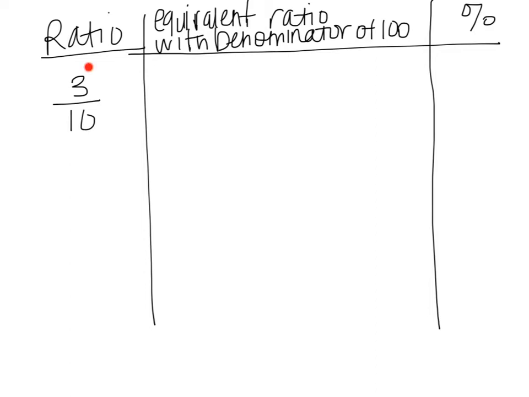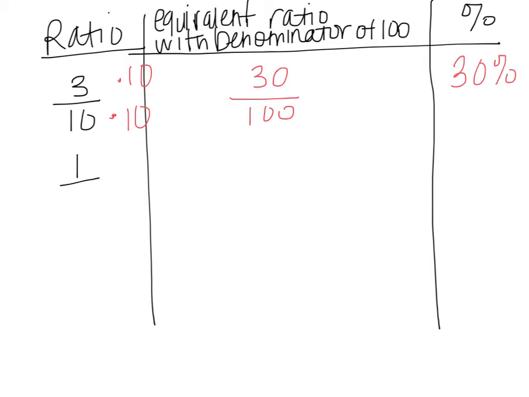So let's do a little practice. If I give the ratio 3/10, we're going to find an equivalent ratio with a denominator of 100. So to go from 10 to 100, I have to multiply by 10. And whatever I do to the bottom, I also have to do to the top. So this is 30/100, which as a percent is just 30%. So I can just take that numerator.